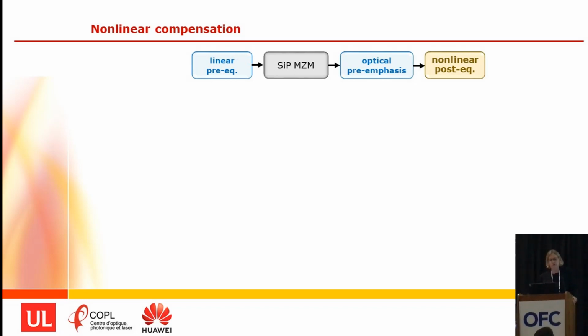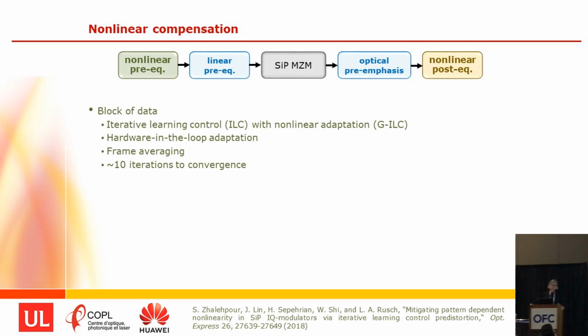Therefore, we had to go into a nonlinear pre-equalization as well. And the pre-equalization we use is block-based. We use an iterative learning control with nonlinear adaptation. It was a hardware-in-the-loop adaptation where we did some frame averaging. It took about 10 iterations to get to convergence.